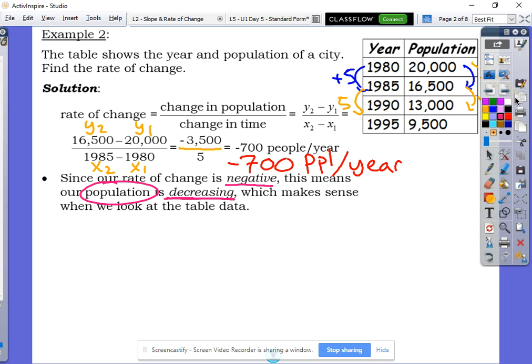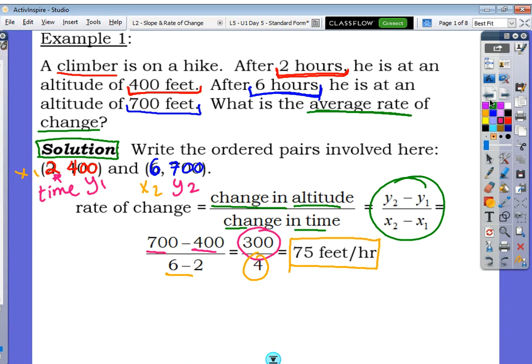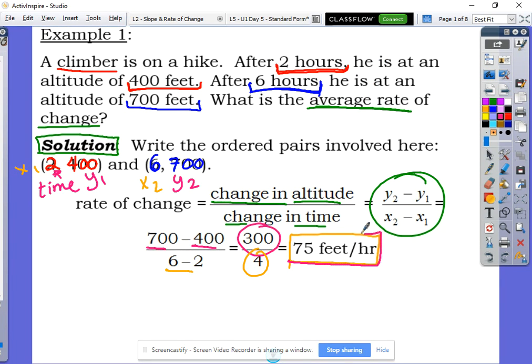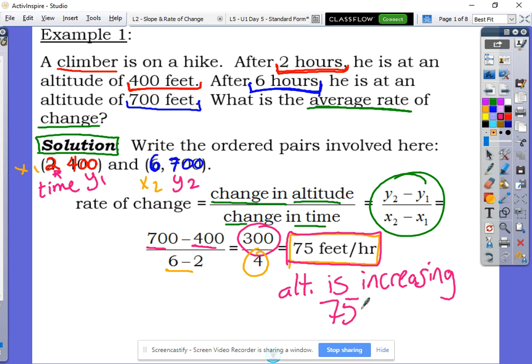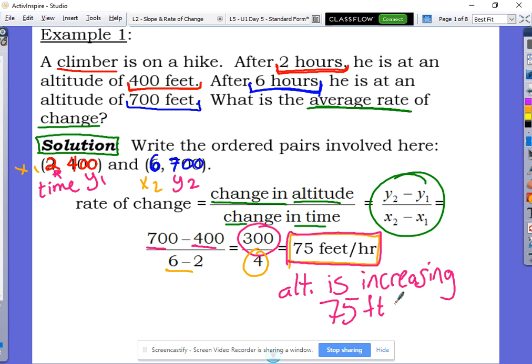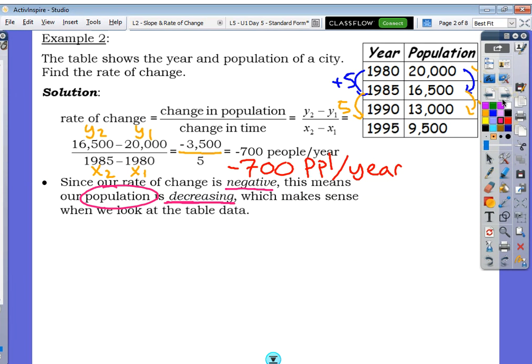So if we go back to our climber, his slope was 75 feet per hour. So what did that mean? It means that the altitude of the climber is, because it's positive, increasing 75 feet per hour. It's so important to identify the sign of your slope, because negative means something is decreasing, positive means something is increasing.